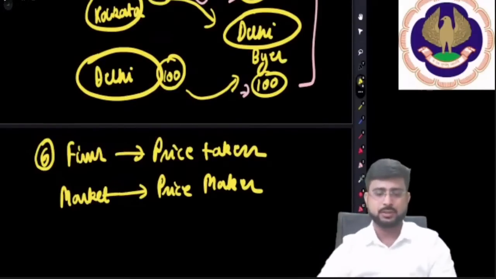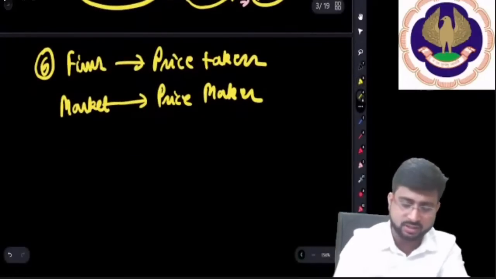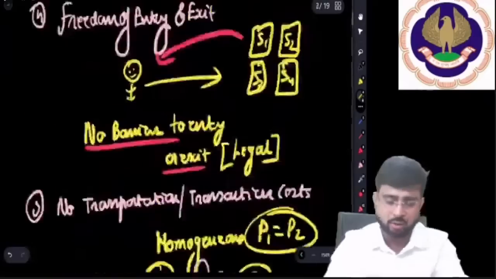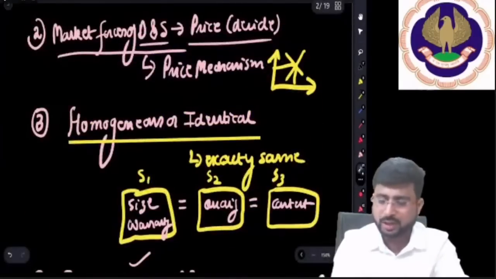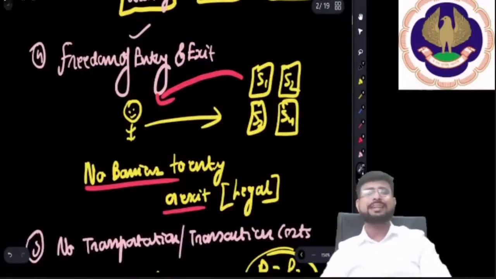Correct. So guys, let me summarize the next 3 features for you in Hindi, so that you people are able to arrive at the same page. Okay. Point number 4, I told you, freedom of entry and exit.